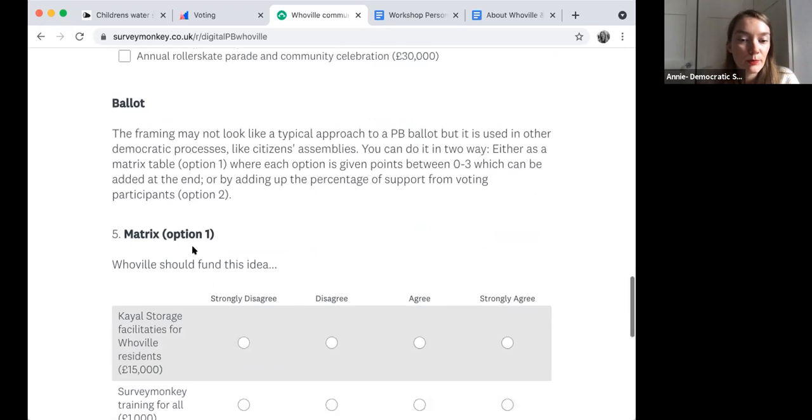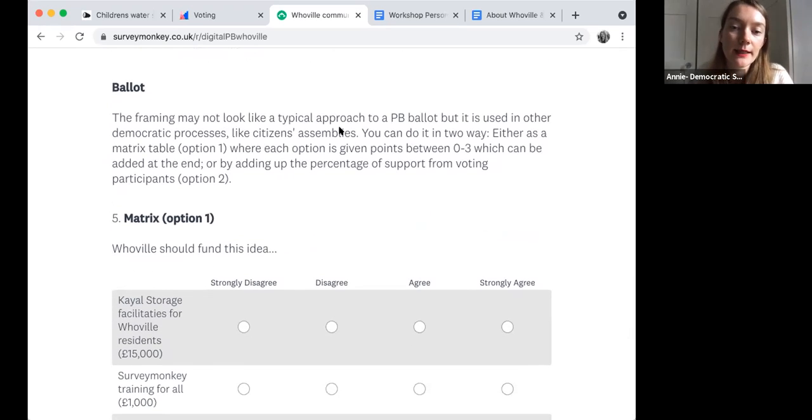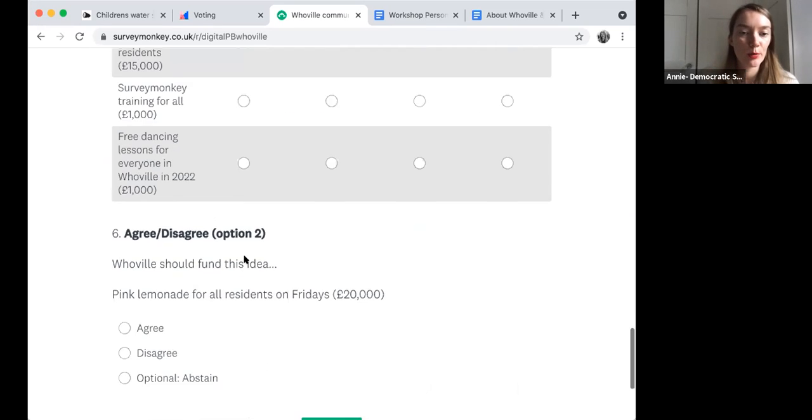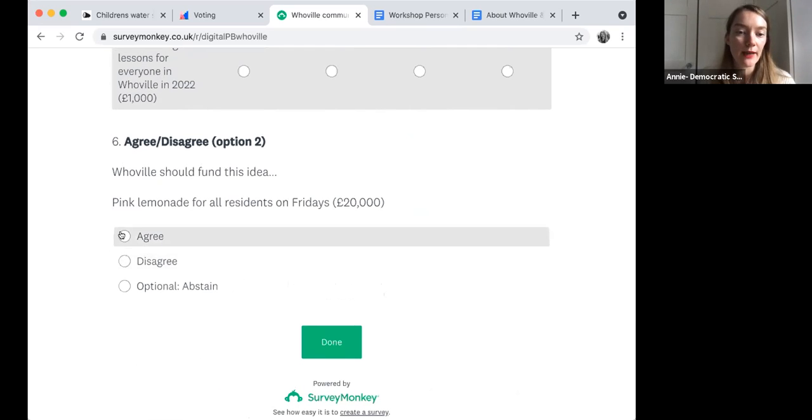Ballot. So this below, the framing might not look like a typical approach to a PB ballot, but it's used in other processes like citizens' assemblies. You can do it in 2 ways, either as a matrix table, so this one here, where each option is given points between 0 and 3, which have to be added up at the end, or by adding up the percentage of support from voting participants, so that's option 2 here. So if everyone agrees, you add that up at the end. So you do have to have a bit of back office admin, someone that can do maths in the background. Then you've got that sort of presentation at the end.